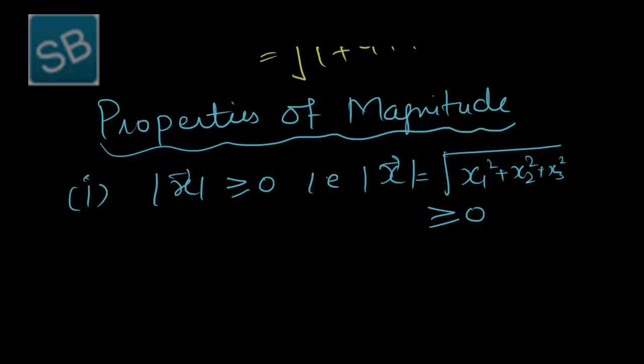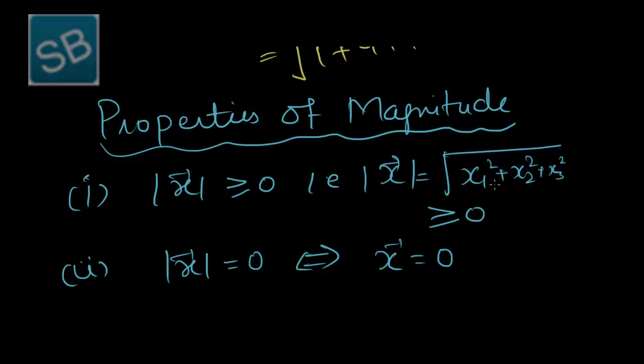Now the second property is modulus x will be equal to 0 if and only if vector x is equal to 0, because as it is a sum of squares, it can't have a negative term under the root. So there will be no chance of cancellation. So its value should be a positive quantity, and this will be 0 only if the vector is 0.